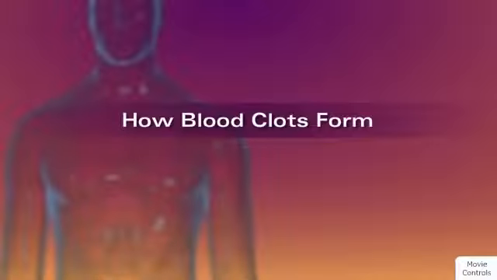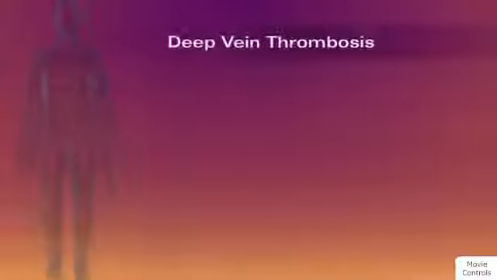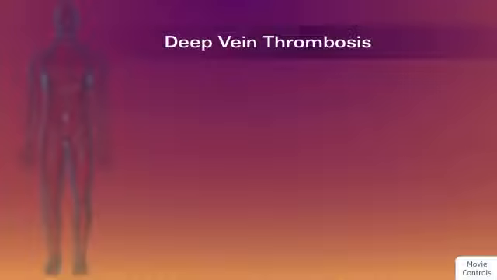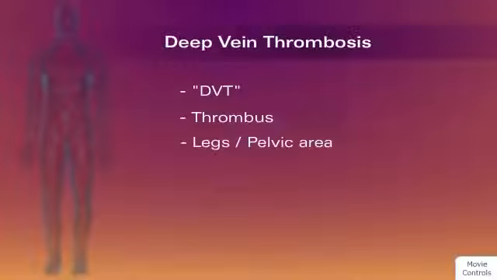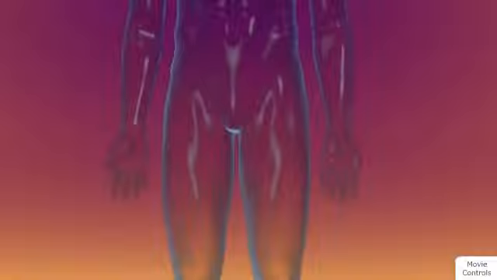How blood clots form. Deep vein thrombosis, commonly referred to as DVT, occurs when a blood clot or thrombus develops in the large and deep veins of the legs or pelvic area. Some DVTs may cause no pain or swelling, whereas others can be quite painful and result in a lot of swelling. With prompt diagnosis and treatment, the majority of DVTs are not life-threatening.